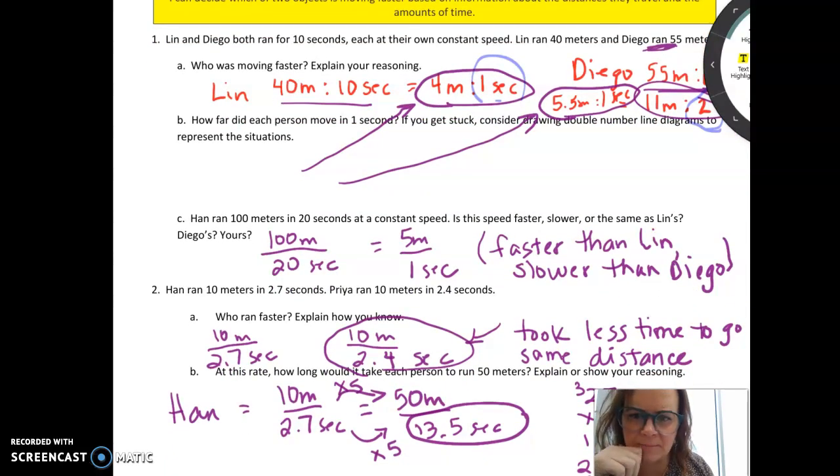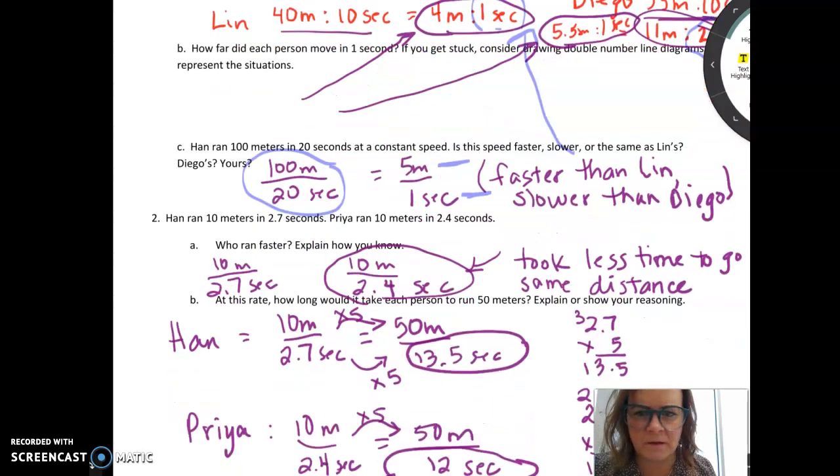Han ran 100 meters in 20 seconds at a constant speed. Is the speed faster, slower, or the same? So I just took 100 meters divided by 20 seconds. I know that I can divide both 100 and 20 by 20. And so 100 divided by 20 is 5, and 20 divided by 20 is 1. And so that means that Han runs 5 meters for every second, which falls somewhere between Lynn and Diego. It's slower than Diego, but it's faster than Lynn.